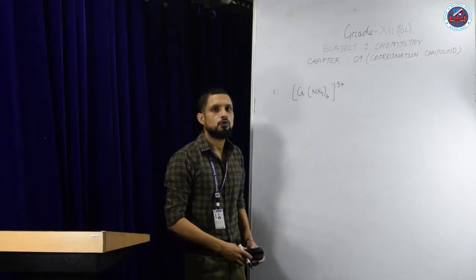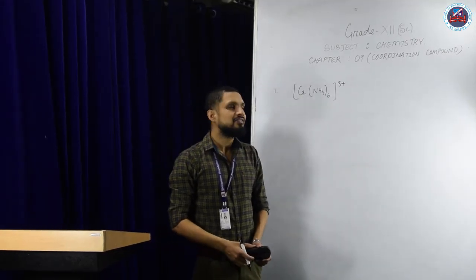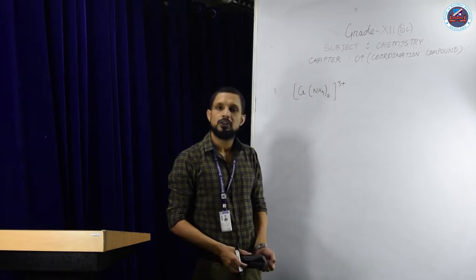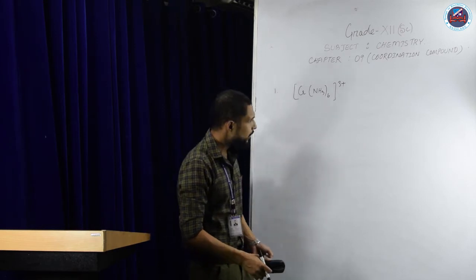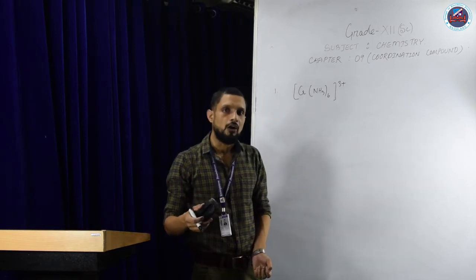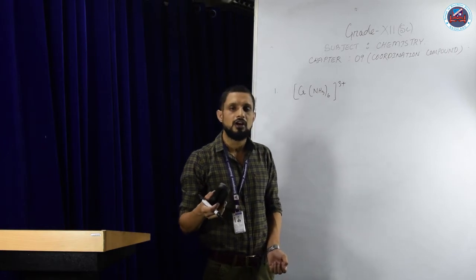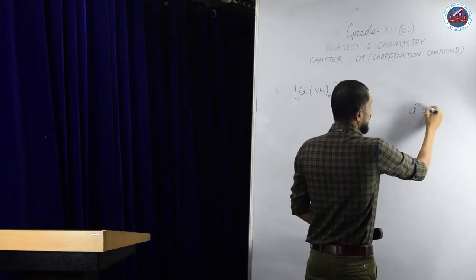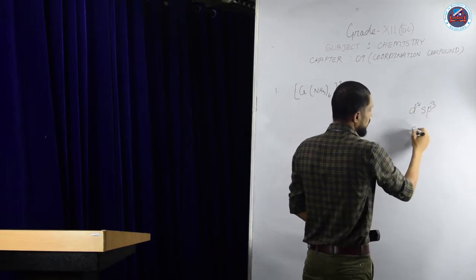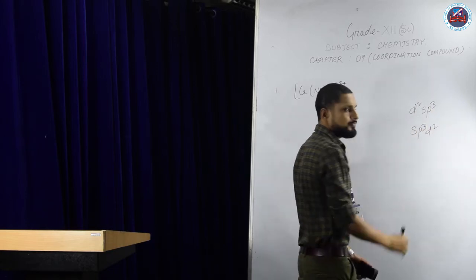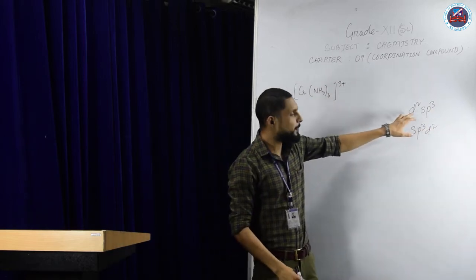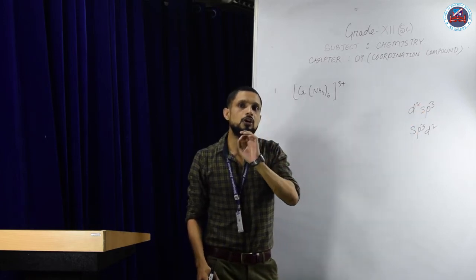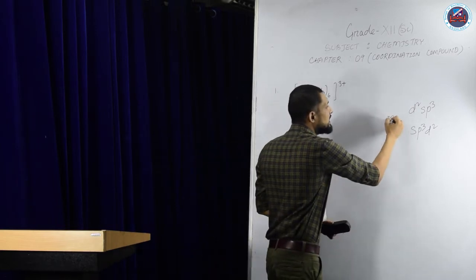Dear students, in this video, we'll study the valence bond theory for the compounds with coordination number 6. Now, when it comes to compounds with coordination number 6, there are two types of hybridization possible. That is d2sp3 and sp3d2. Now, d2sp3 hybridization will use 2 d orbitals from the 3d subshell.